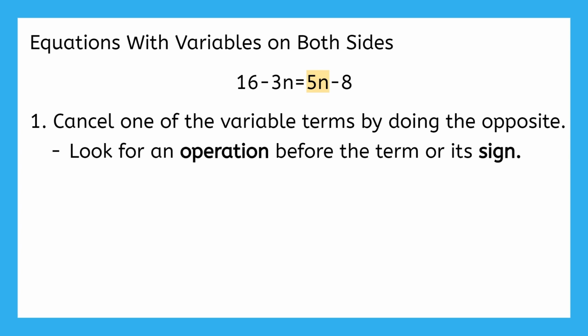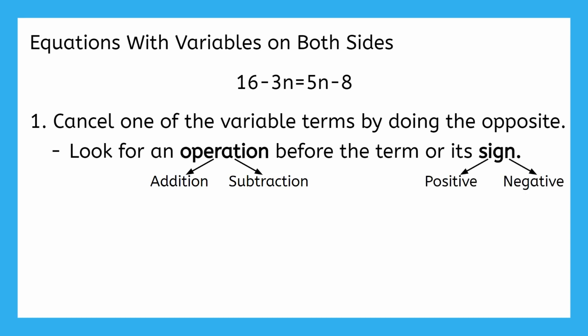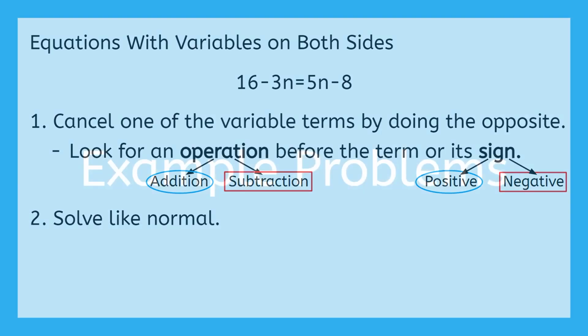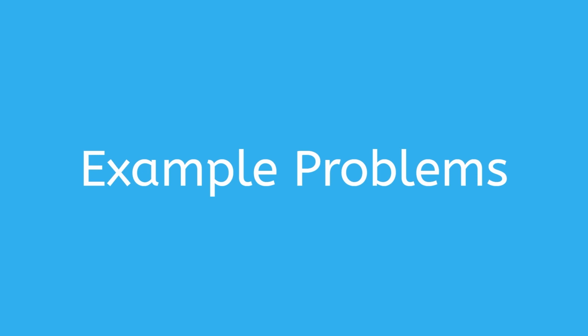Notice here that we're starting to blur the lines between operations and signs. The truth is, operations and signs are interchangeable. Subtraction and negative signs serve the same job in expressions and equations, and addition and positive signs are also the same as each other. Getting used to thinking about operations and signs interchangeably is going to be really helpful for you moving forward. Then, once you have only a single variable term left, you can solve the equation like normal. Let's do a couple of example problems to practice.